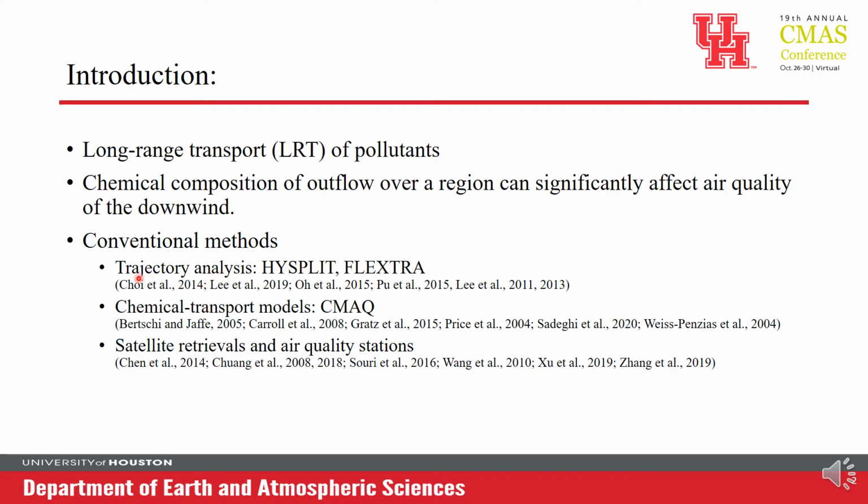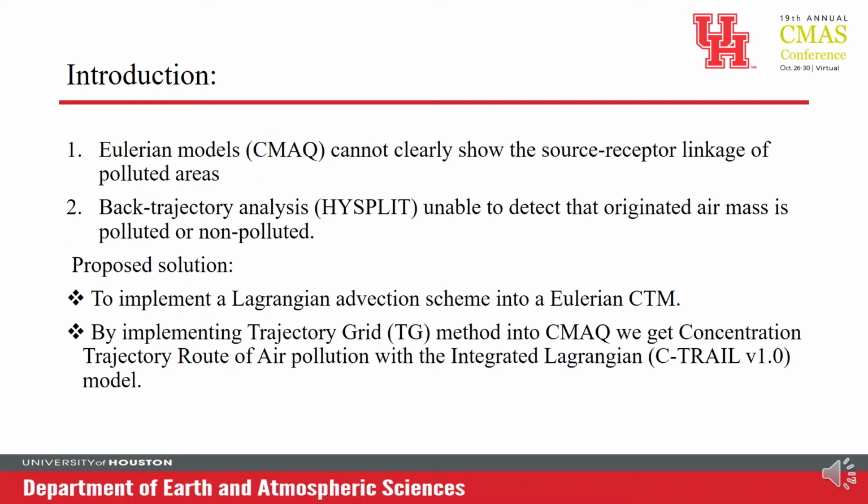These are some of the conventional methods, for example, trajectory analysis. They use HYSPLIT or FLEXTRA, or they use chemical transport models like CMAQ, or they combine these methods with satellite retrievals and air quality stations to study the long-range transport. Some limitations from the conventional methods were that first, Eulerian models like CMAQ cannot clearly show the source-receptor linkage of polluted areas. And second, back trajectory models like HYSPLIT are unable to detect whether the originated air mass is polluted or non-polluted.